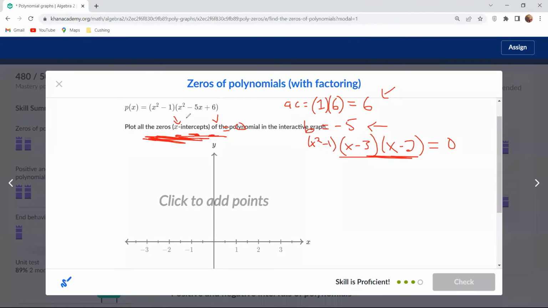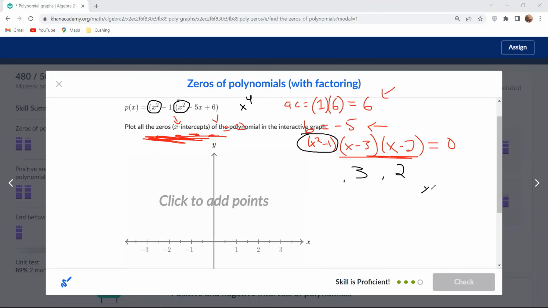Why are there 4 solutions? The highest exponent, it might look like it's 2, but remember these get multiplied. And when you do x squared times x squared, it's going to give you x to the 4th. So you're looking for 4 answers. So your first answer is 3, because you can plug in 3 here. It's going to make the whole thing equal 0. Your second answer is 2, because you can plug in 2 here. And we need 2 more answers, and we're going to get them here.